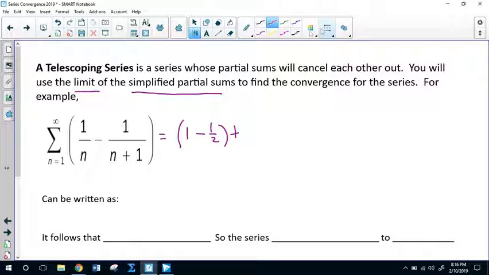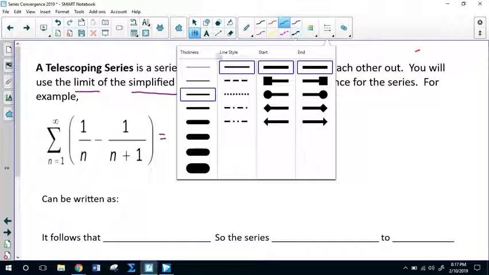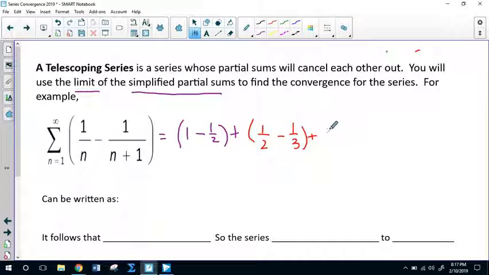And then the second sum is when you put 2 in, and so I get a positive a half minus a third. And then the third term is what you get when you put 3 in there, and you get 1/3 minus a fourth. And you can see that we're going to continue in this pattern, and these terms in the middle are going to cancel each other out.